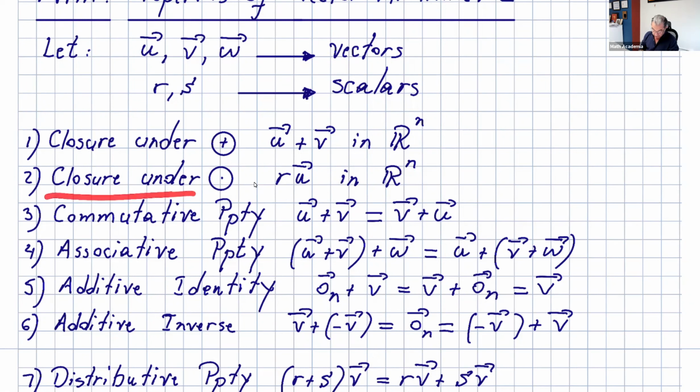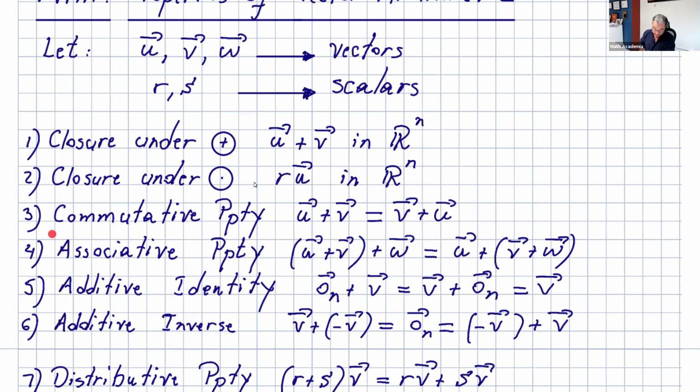Then you have closure under scalar multiplication, when you see this sign. In the next video, I do all the details for this. This is just R times u. That means if a vector u is in Rn, then R times u is also going to be in Rn. Be careful, we're going to get there in the next videos. Just be patient, and I'll explain those very clearly by doing examples.